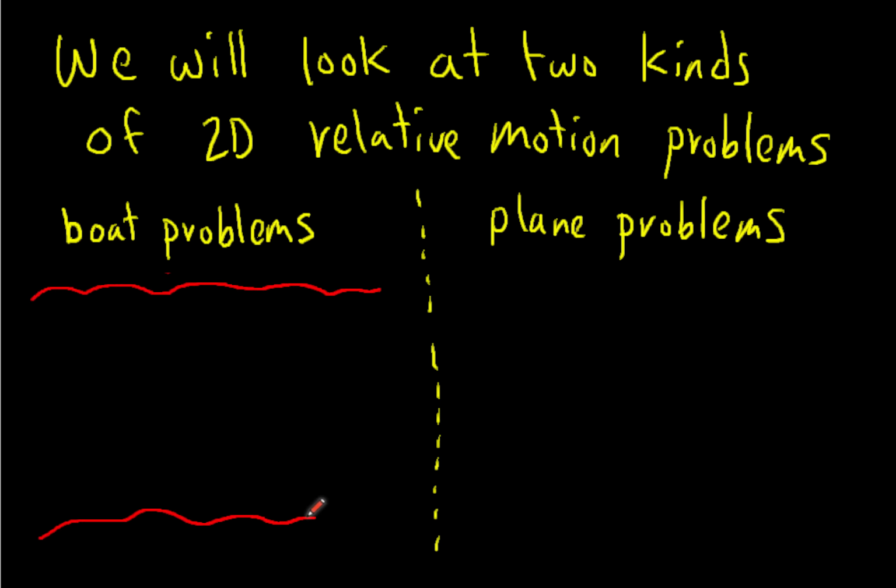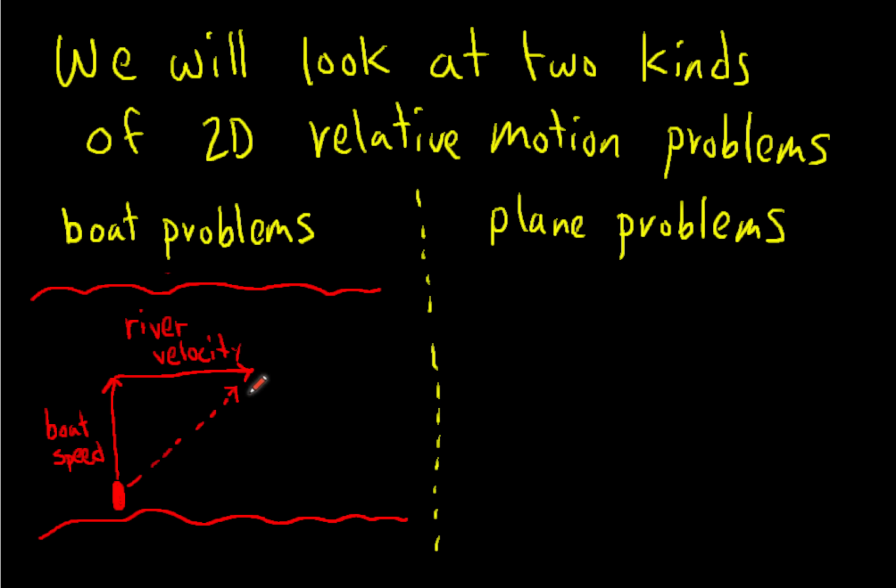For example, a boat moving in a river. If the boat is trying to cross the river, the boat has its own speed. We'll call this the boat's speed. But we have to remember that the river also has a current, and the boat is moving in it. This is the river's velocity. As a result of the combination of its speed across the river and its velocity, the boat experiences an actual route that's at an angle to where it was trying to point.